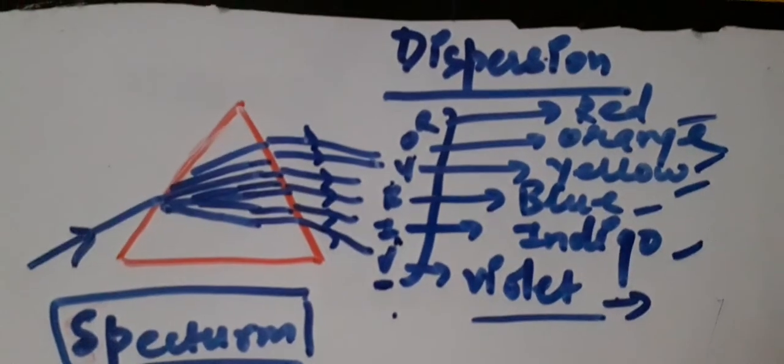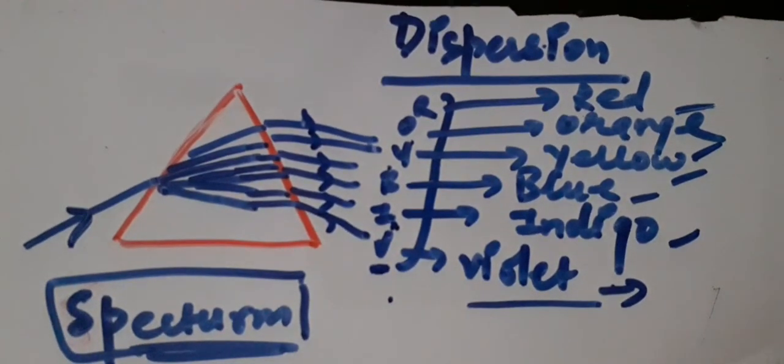So this is about our today's class. We studied two things: angle of prism and dispersion.